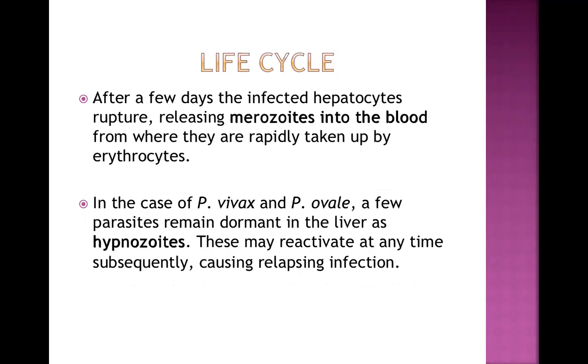Some of the parasites from Plasmodium vivax and Plasmodium ovale remain as a dormant form. Dormant means latent form in the liver, which is known as hypnozoite. Hypno means sleep, so they are in the sleeping state. Hypnozoites, very easy term to remember. But remember, Plasmodium vivax and ovale are the only two species of Plasmodium which result in hypnozoites, not the other types.